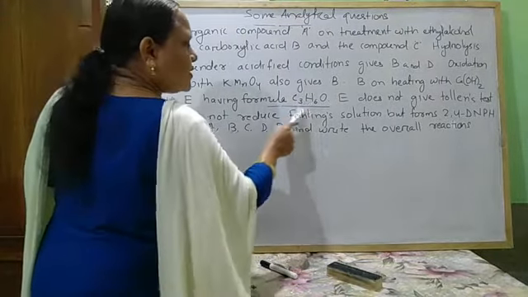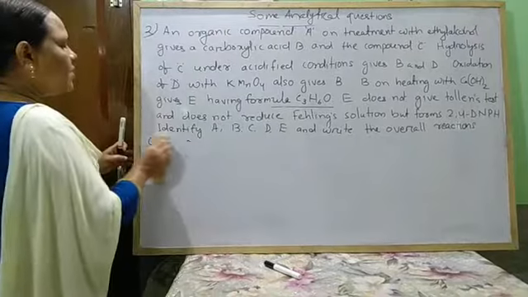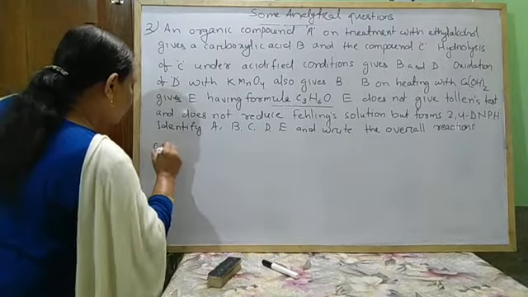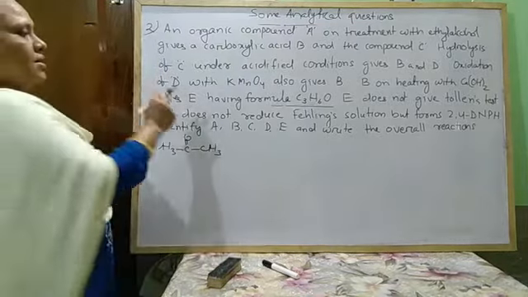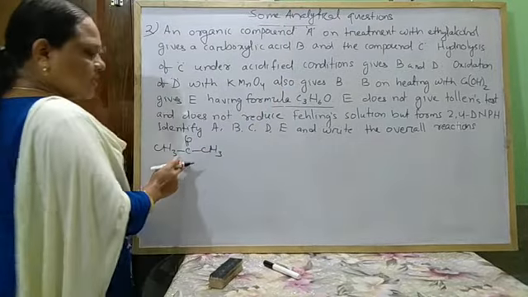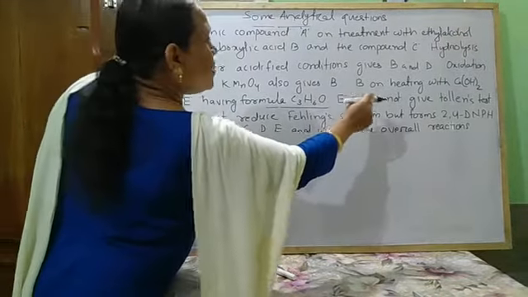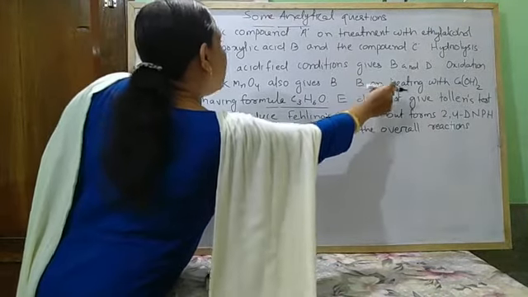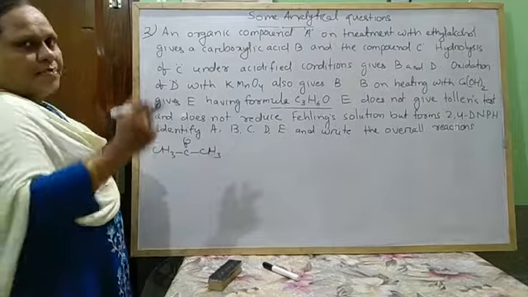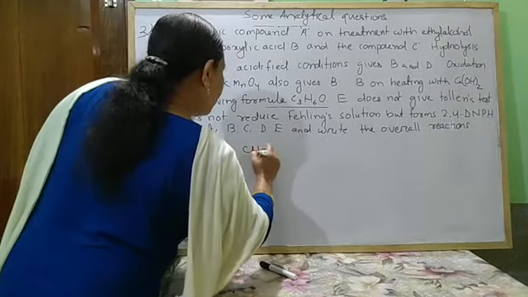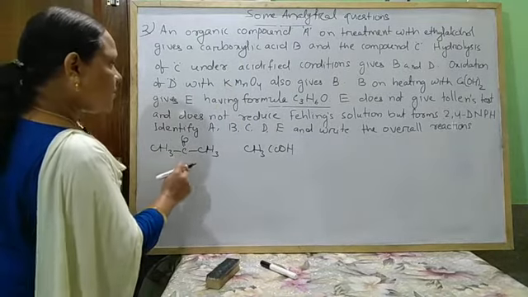And as the formula is C3H6O, what is the ketone? The ketone is acetone. So here I found the clue: the ketone is acetone, which is obtained by heating B with calcium hydroxide. That means B must be acetic acid. So B must be acetic acid. So this is your ketone.